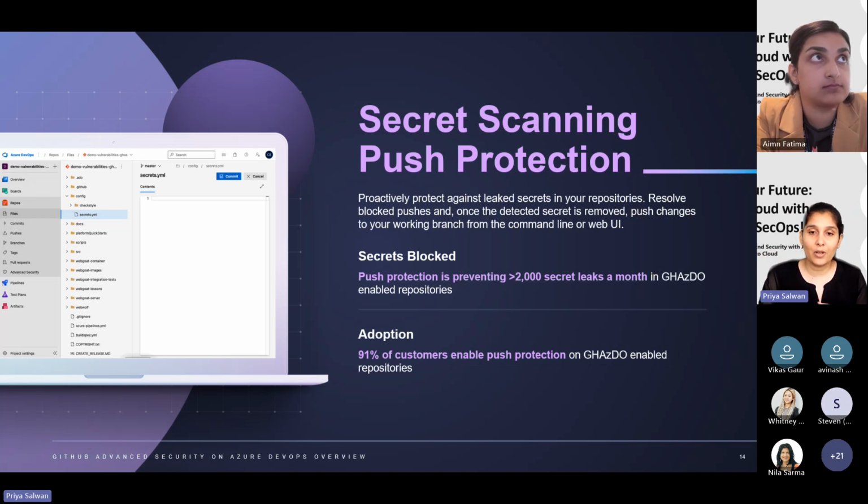A couple of stats we have: about 91% of customers have enabled push protection on their GitHub Advanced Security enabled Azure repos and have really benefited from that. It has been seen that it prevented greater than 2,000 attempted secret introductions in a month in the, again, enabled repos, and about 30% of customers who have auto-enabled the feature for their organizations have really benefited from having this particular feature.